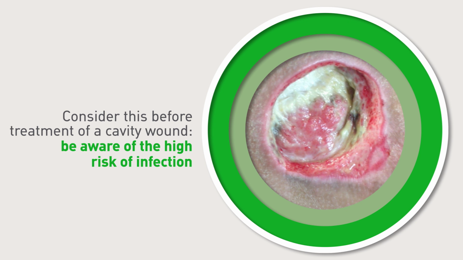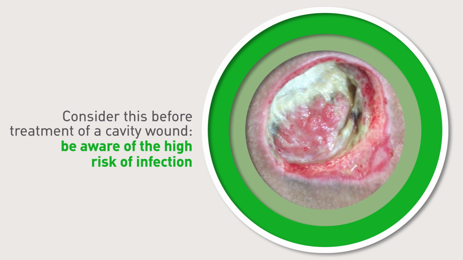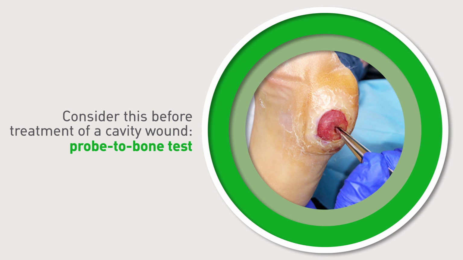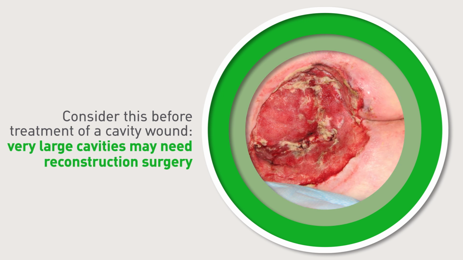We need to be aware that cavity wounds are often associated with a high risk of infection, so we need to be mindful of this when examining this kind of wound. Jane also checks for the presence of bone and the risk of osteomyelitis, infection in the bone, when there is a positive probe-to-bone test. The presence of tendons, joints and blood vessels that always need to be kept moist and protected with very large cavities. For example, at pressure ulcers or injuries at sacrum, reconstruction surgery can be the best solution.